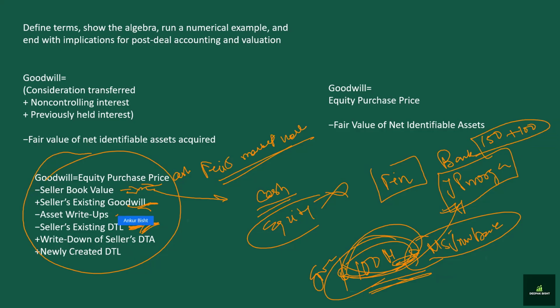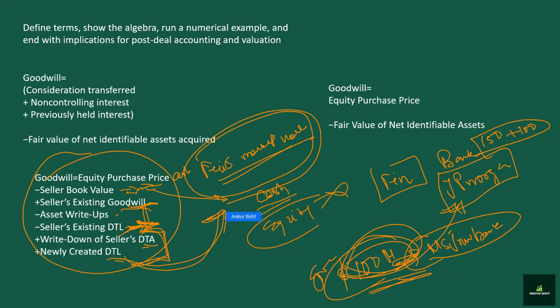We will subtract the existing DTL because we are not sure whether or not we will be able to realize those in future. Then we will add back the write-down of the seller's DTA, and we will add back the creation of new DTL, because when we purchase a company at fair market value, this is obvious. This is going to be created.